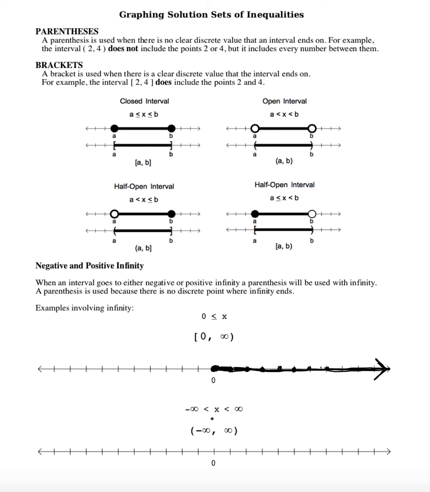Here's an interval that says any real number between negative infinity and infinity. That's everything on the real line. Another way to say it is all real numbers. We'll put an arrow to the left and an arrow to the right. This is all reals.